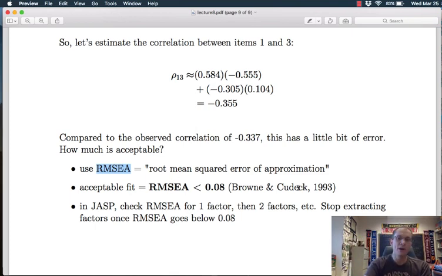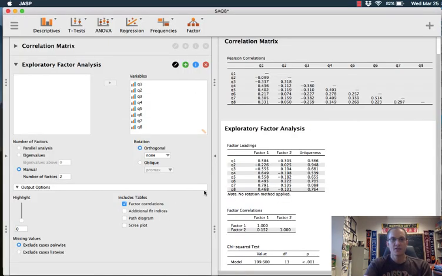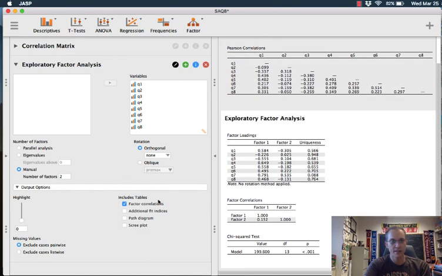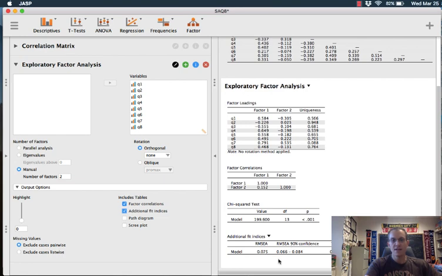As a benchmark, Browne and Cudeck in '93 recommend that anytime you have this root mean squared error less than 0.08, you've got an acceptable fit. So let's go back to JASP and show you how to do that. So down here in the output options, let's take a look at this. If we look at additional fit indices, you'll get a table, here it is, that has lots of indices, but one that it has in particular is RMSEA. Now you'll notice for this 2-factor model, the RMSEA is 0.075.